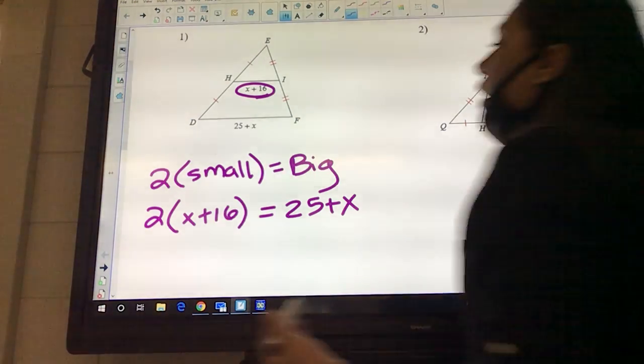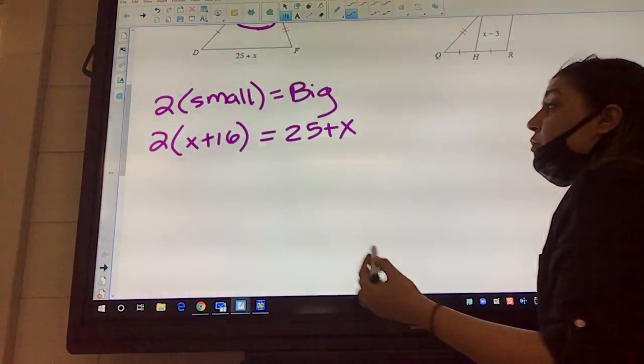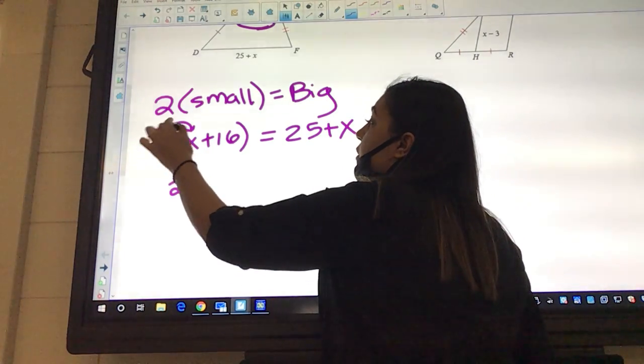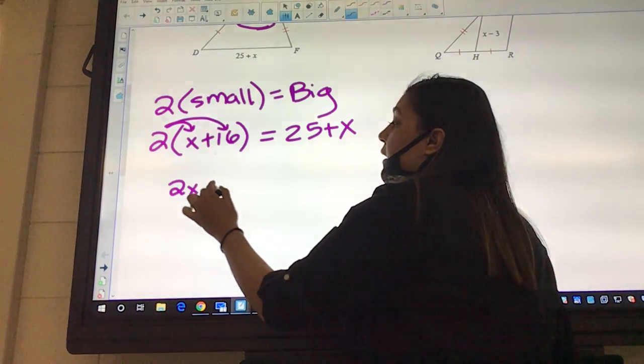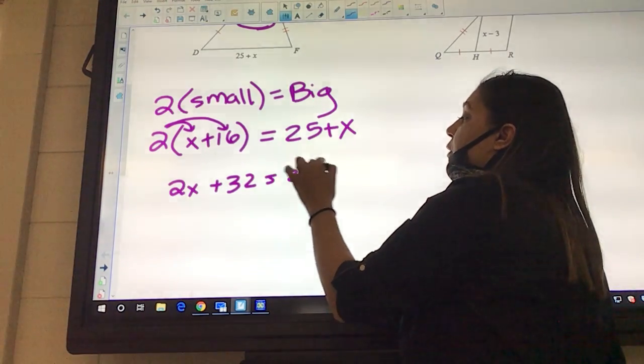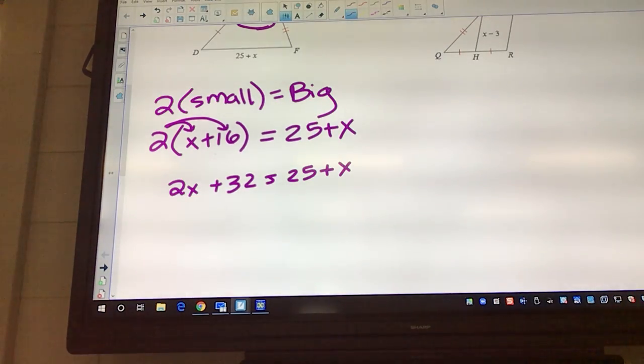Okay, and so our very first thing that we need to do is do what? Distribute. Okay, so 2 times x is 2x. 2 times 16, 32. And we haven't changed anything on this side, so you're going to have 25 plus x. So I got 2x plus 32 equals 25 plus x.